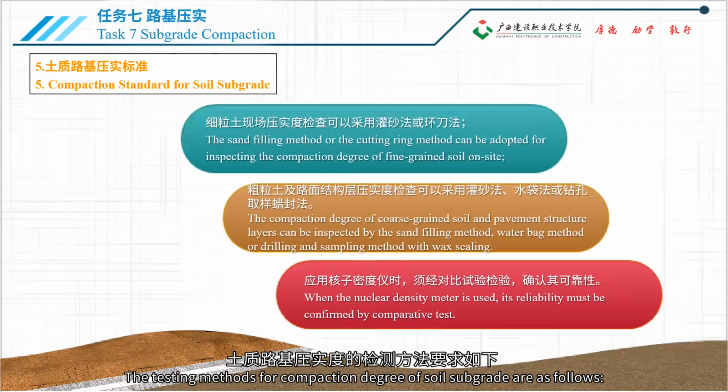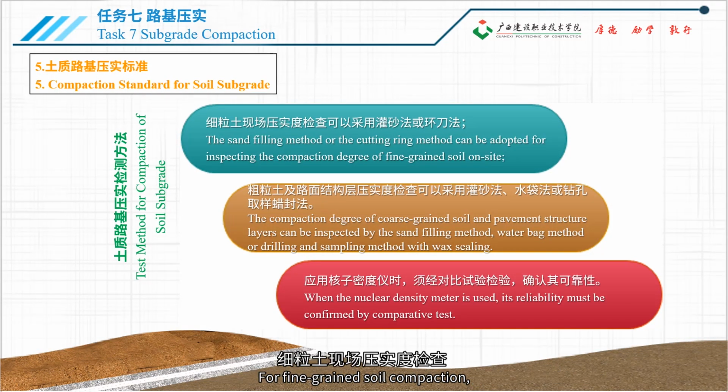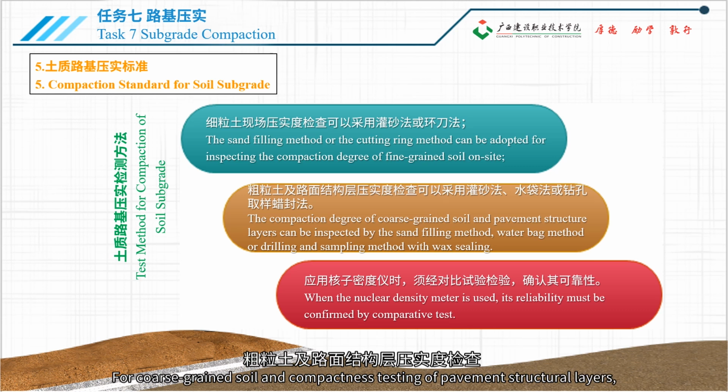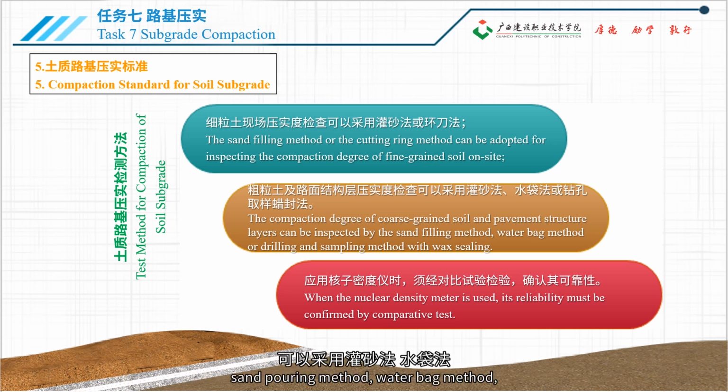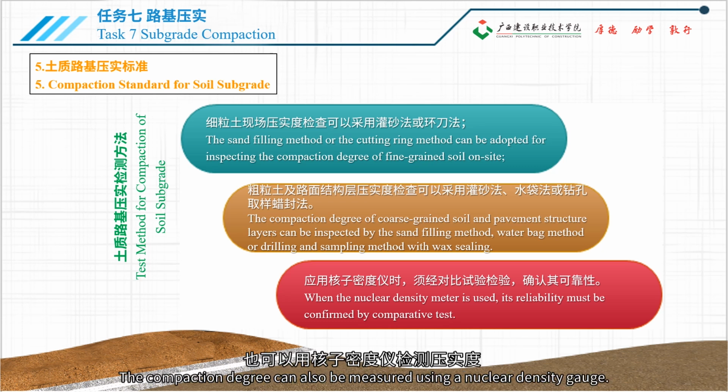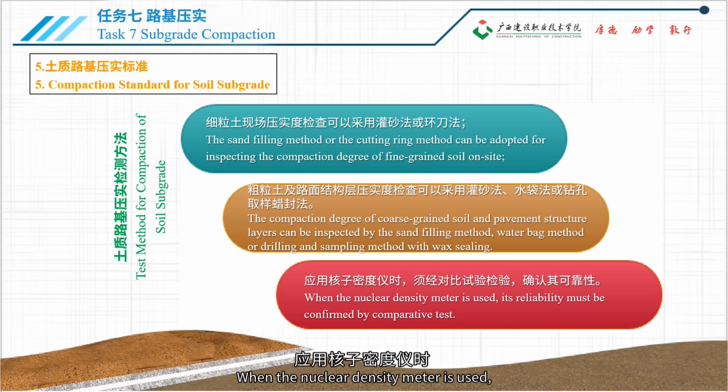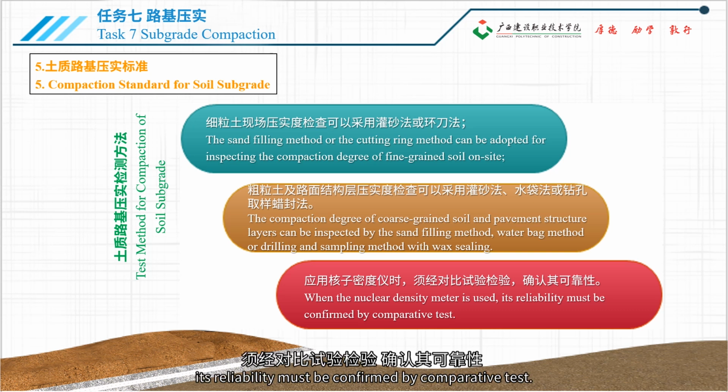The testing methods for compaction degree of soil subgrade are as follows. For fine-grained soil compaction, sand pouring method or ring knife method can be used. For coarse-grained soil and compactness testing of pavement structural layers, sand pouring method, water bag method, or drilling and wax sealing method can be used. The compaction degree can also be measured using a nuclear density gauge. When the nuclear density meter is used, its reliability must be confirmed by comparative test.